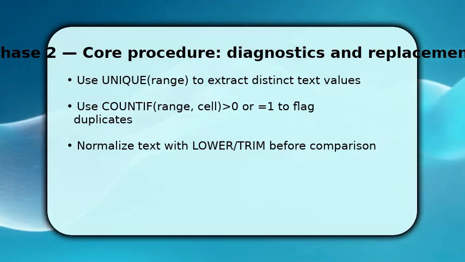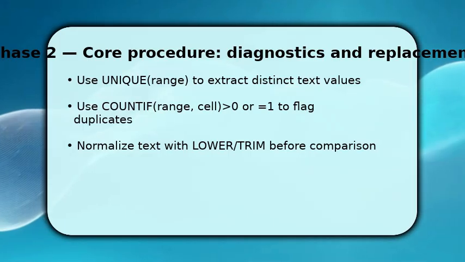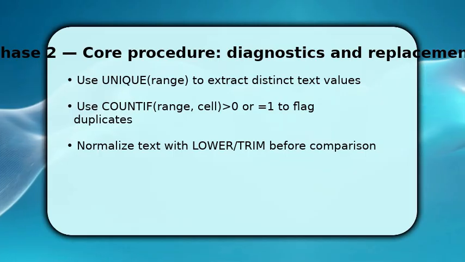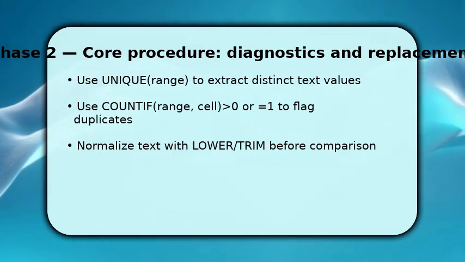To mark duplicates inline, add a formula like =COUNTIF($A$2:$A$100, A2)>1. This returns TRUE for repeats. Make sure to apply formulas down the column before deleting any.